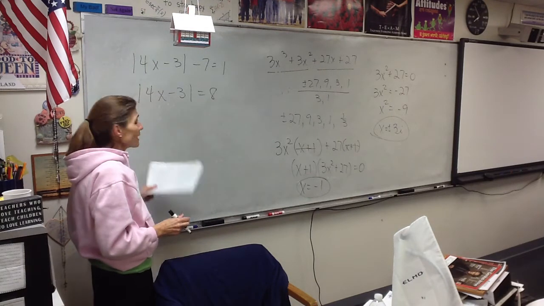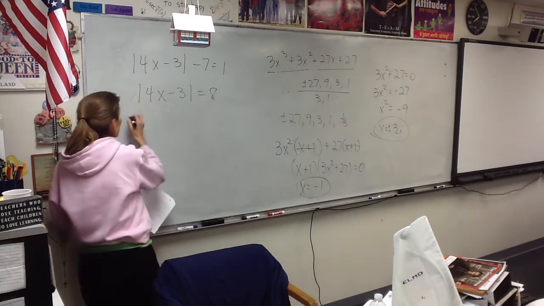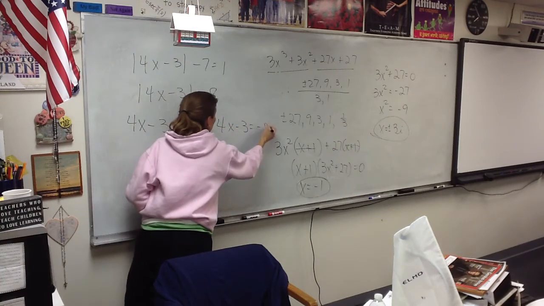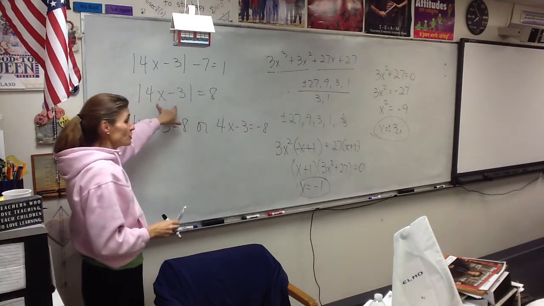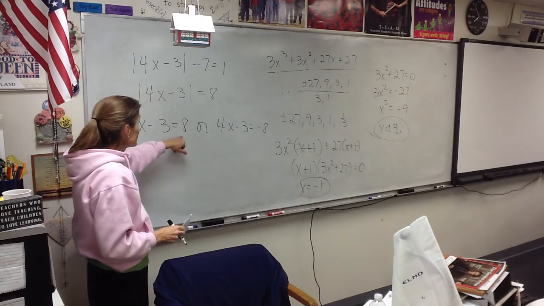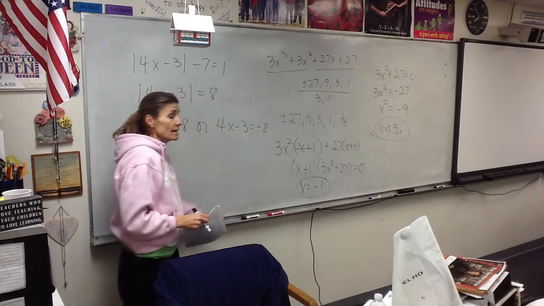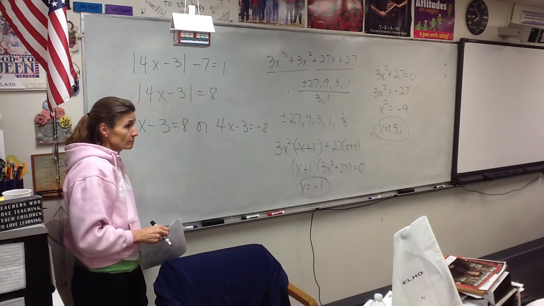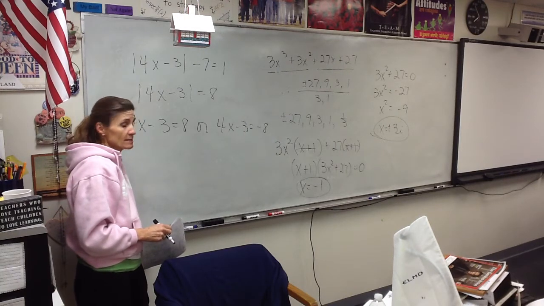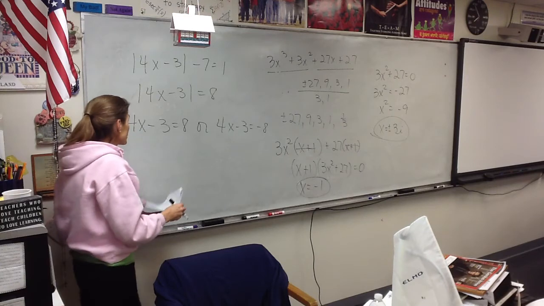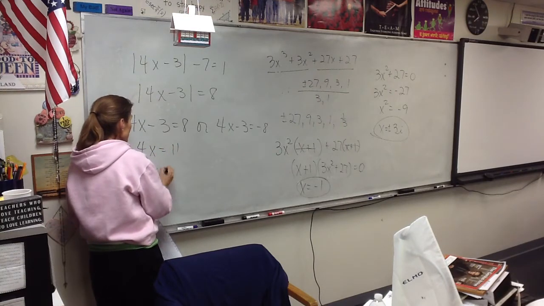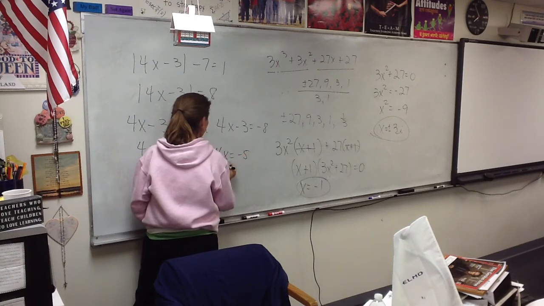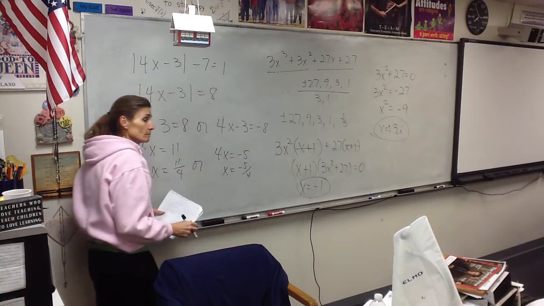Now what we have to do next, we have a choice. If you want, you can split it up into two separate equations. Once you get the absolute value by itself, you can say 4x minus 3 equals 8 or 4x minus 3 equals -8. Do you remember doing that in your life? Well, you did in first year algebra and second year algebra. So now you can solve both equations. So 4x equals 11 and x equals 11/4. Or 4x equals -5 and x equals -5/4.